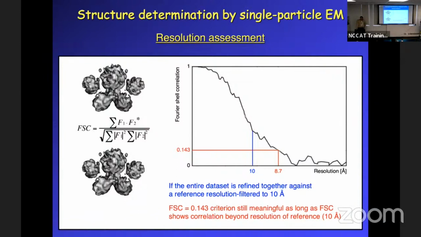Do you agree with this? He is much better at these things than I am. So if you're beyond the 10, and 8.7 is a little bit close, you usually want to be 40% different or something along those lines. But this is certainly a viable approach. But you don't get to choose. Relion and Scipion have decided for you.